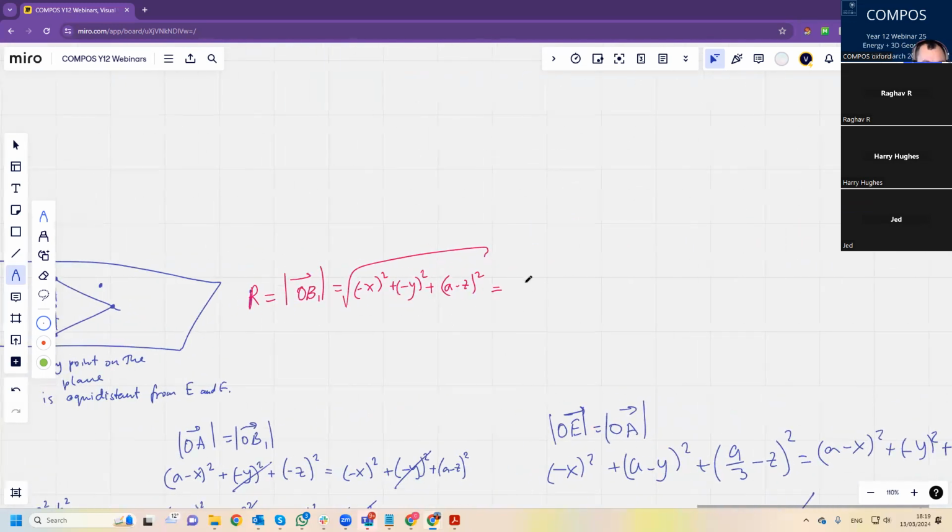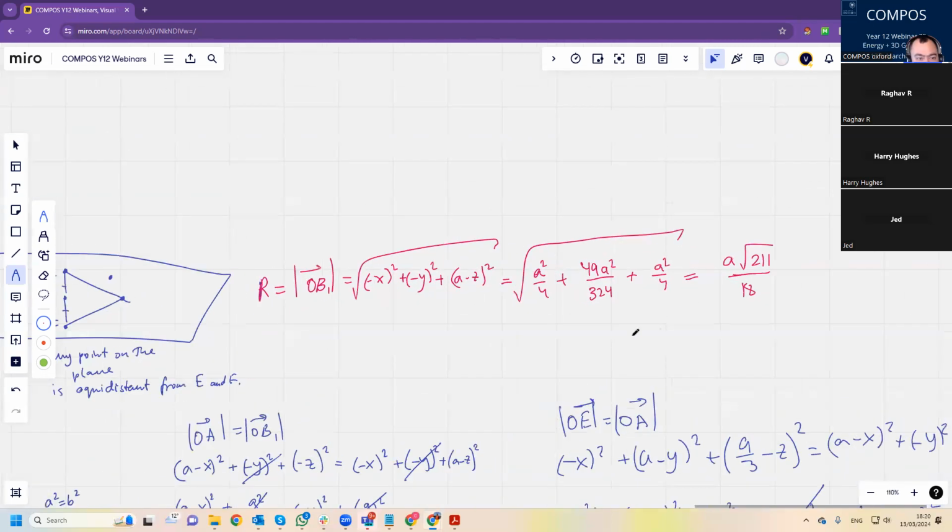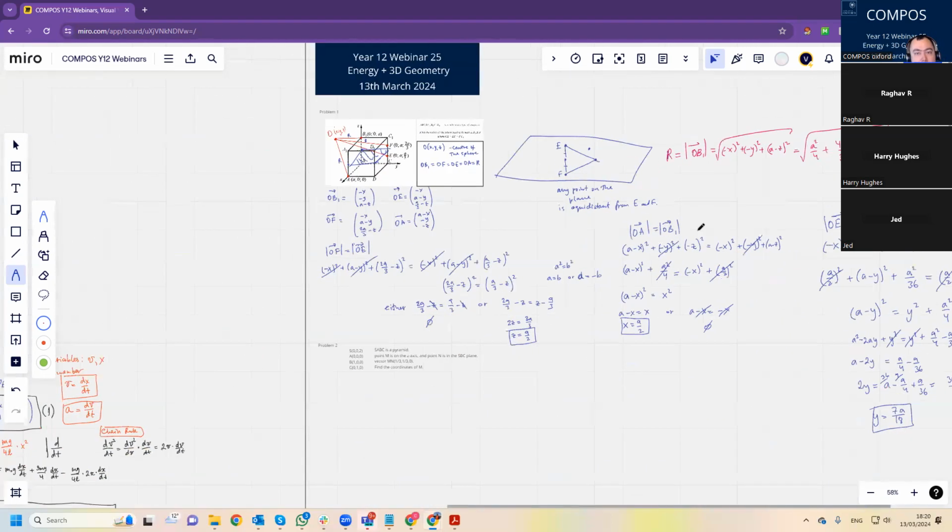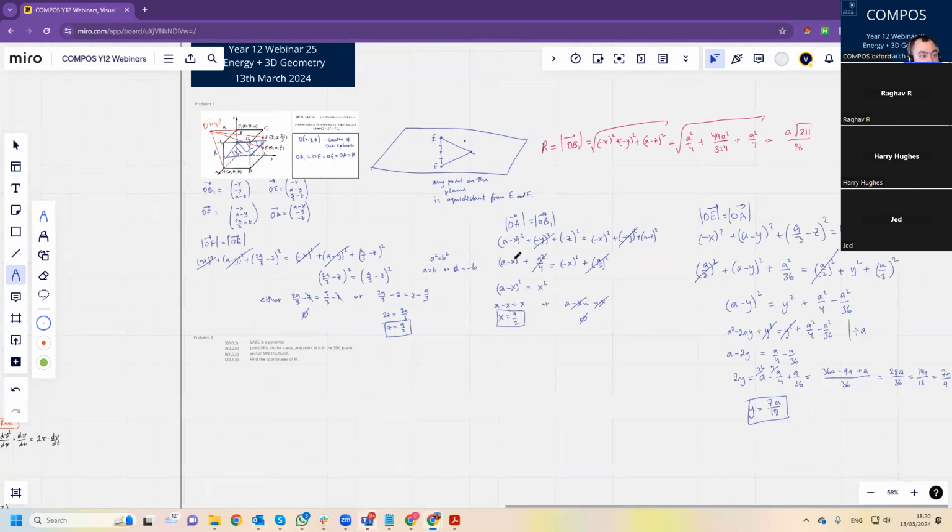So here that is a squared over 4 plus a, what is it? 49 a squared over 324 plus a squared over 4, and that should be equal to a square root 211 over 18. If it's not, let me know, but it should be. Okay, that's how you do it.